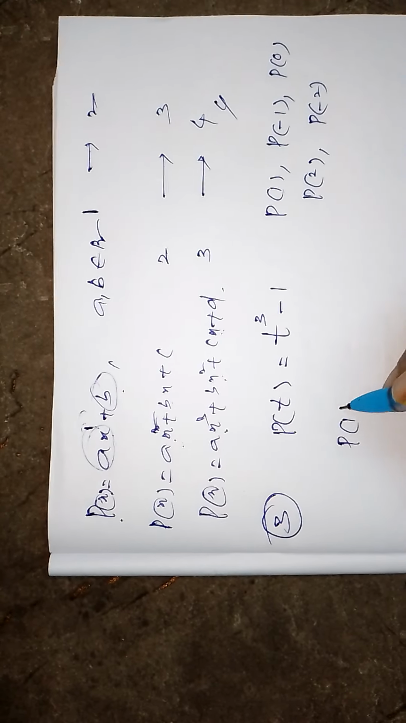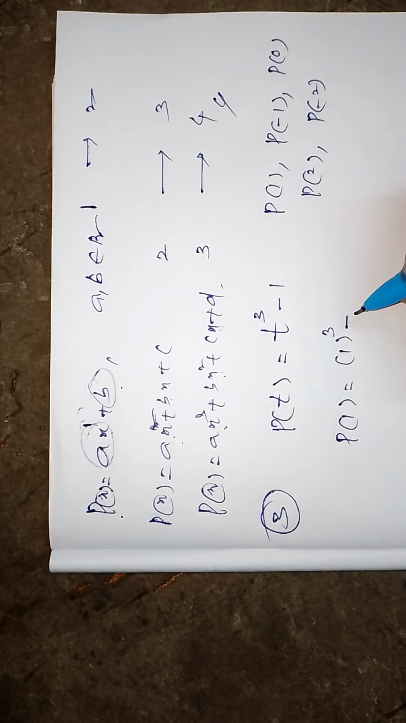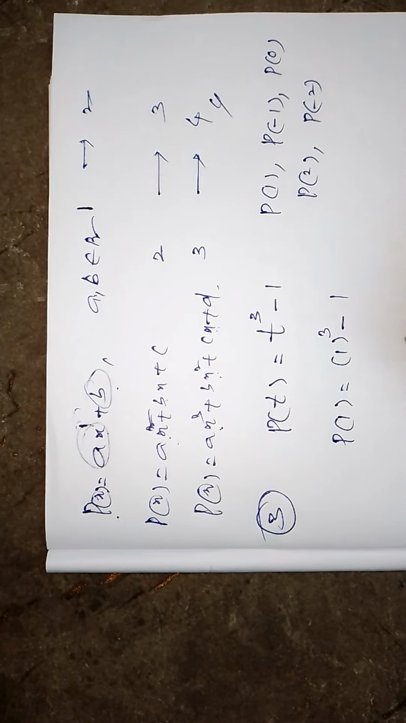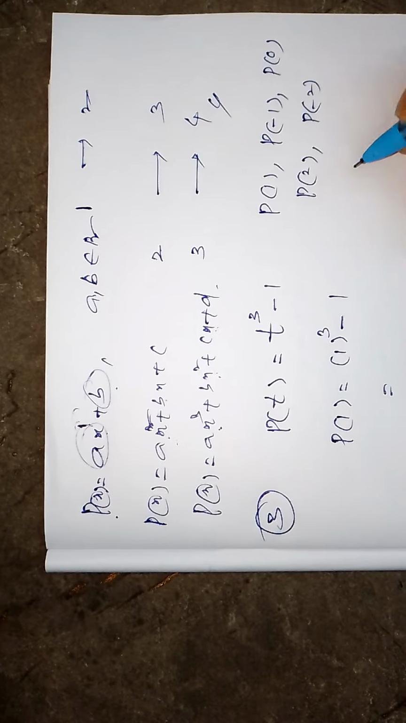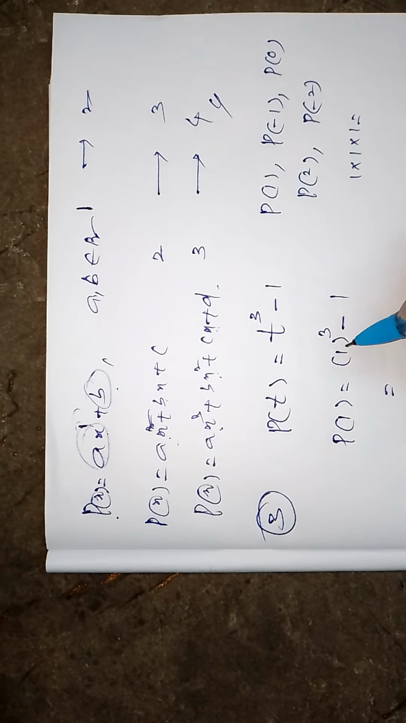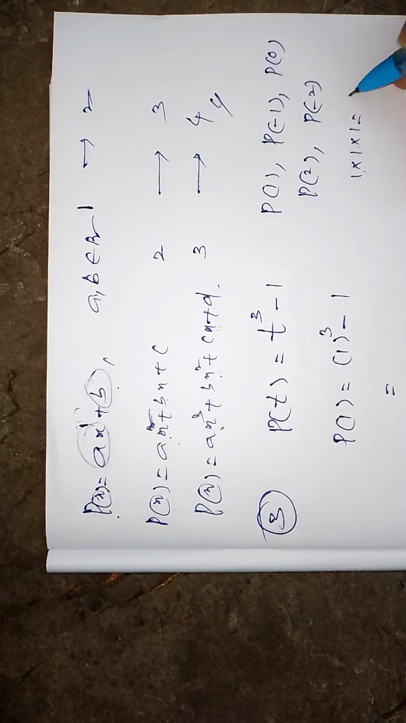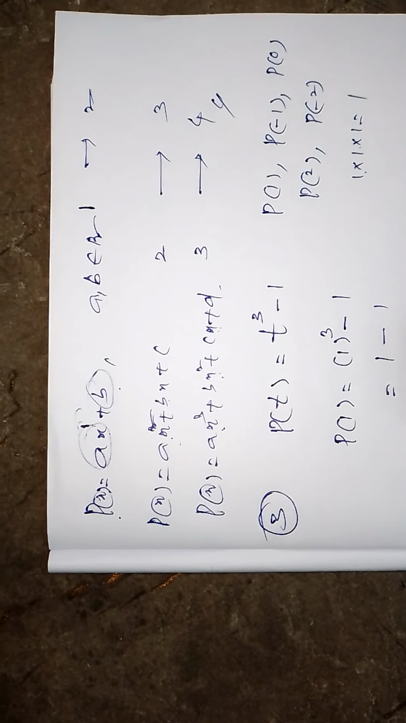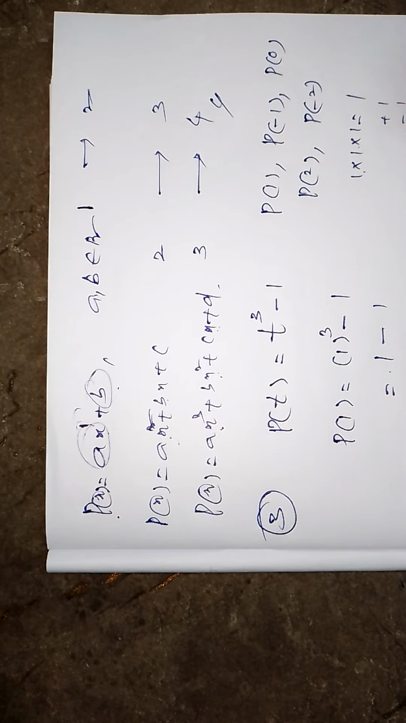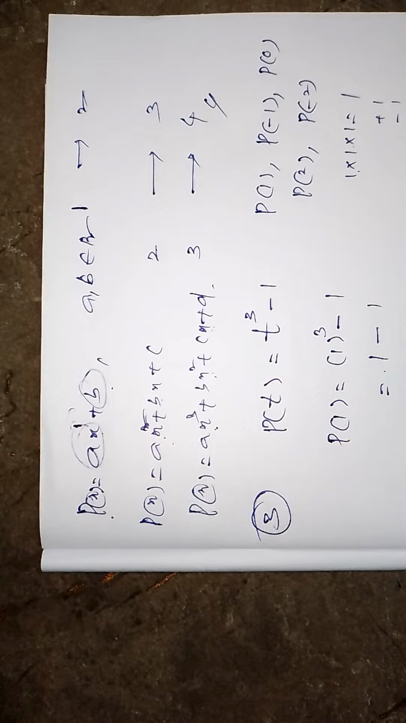P of 1 is 1 cubed minus 1. What is 1 cubed? 1 cubed is 1 into 1 into 1. We multiply the base by itself as many times as the power mentioned. 1 into 1 into 1 is 1. Then 1 minus 1, two opposite signs, so we subtract them. 1 minus 1 is 0. So P of 1 is equal to 0.